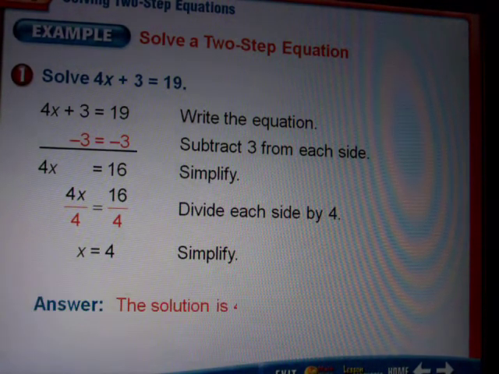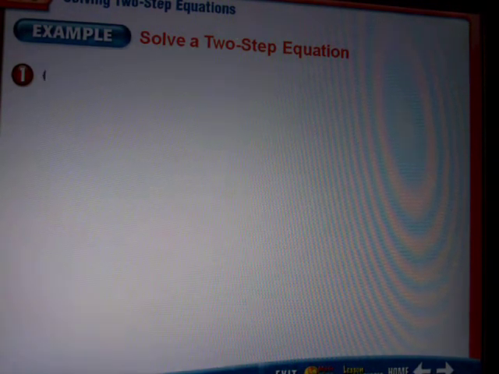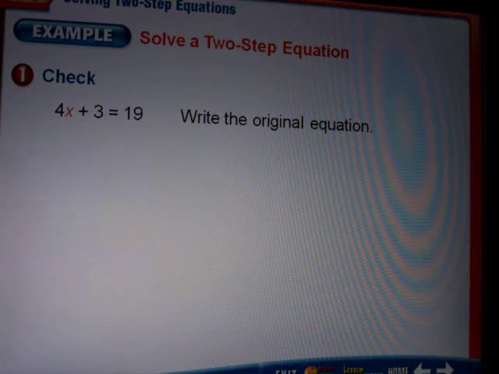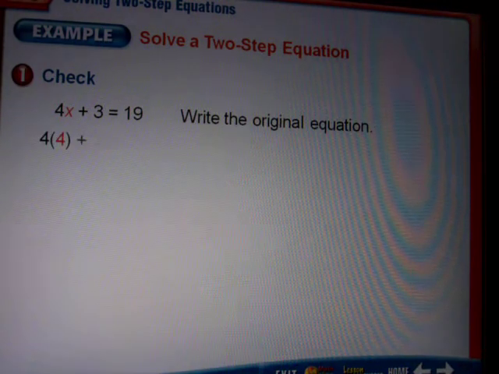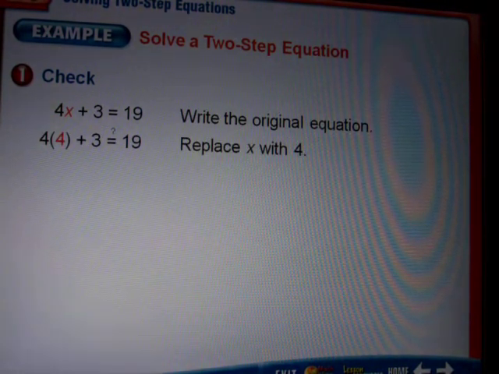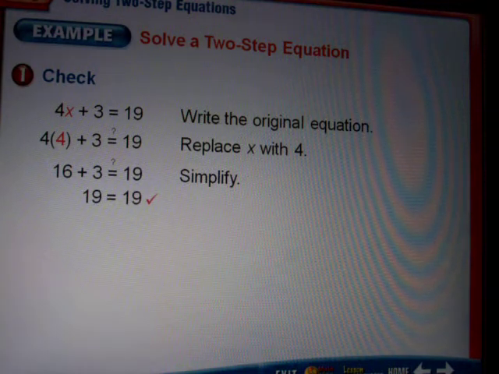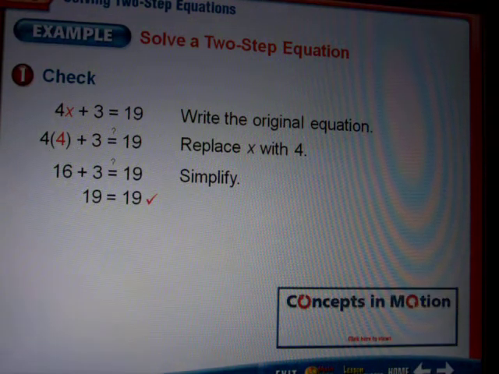And I can check it by plugging in 4 in the place of x. So if I take my original equation and I substitute 4 in the place of x and then I solve it out, it ends up being true, so I know that my answer is correct.